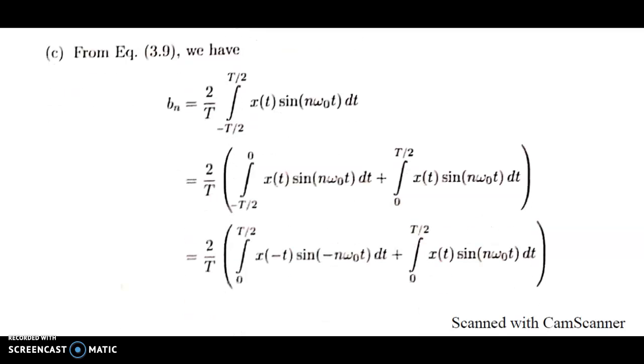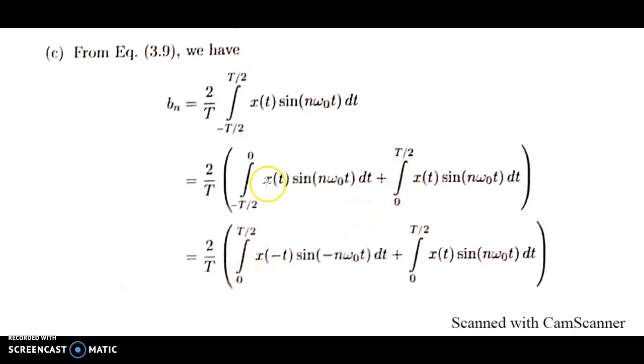Now we will see what is going to be the value of bn when x of t is an even signal. The equation for bn is 2 by T, and the limits of integration are changed to minus T by 2 to T by 2 x of t into sin n omega 0 t dt. And this limit is again divided into 2, minus T by 2 to 0, and the second case is 0 to T by 2.